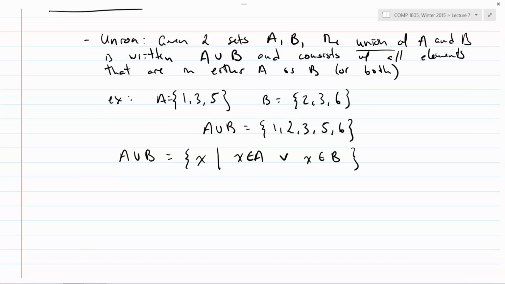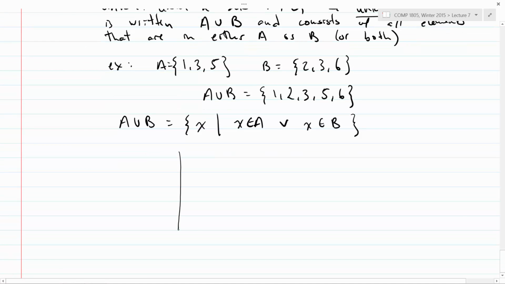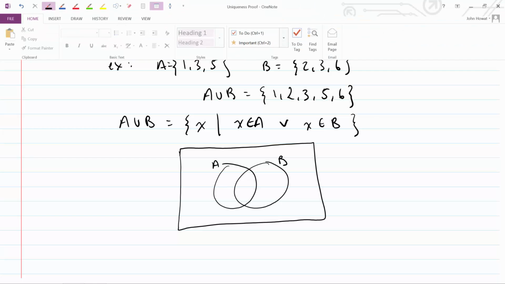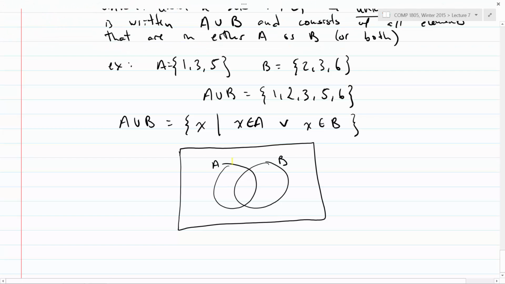Before we do that, I just want to talk a little bit about Venn diagrams. And we'll get into this more later. So if you have two sets like this, you can talk about where the union is. Okay? So the union is everything that's in either set. So it's all of the elements that are here and all of the elements that are here.